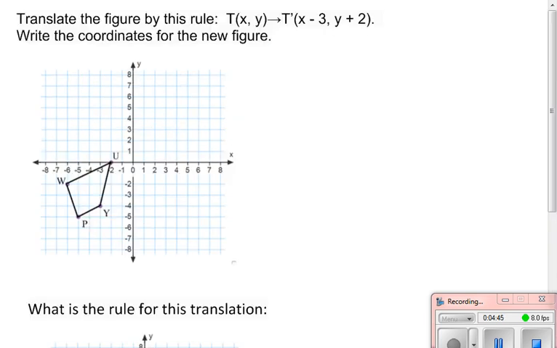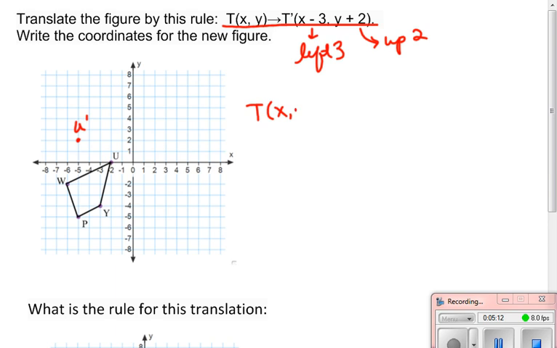The next example says translate the figure by this rule. So now I'm going to give you the rule. What does this say? This says take every figure and go left 3 and go up 2. So again, I could count them: left 1, 2, 3, up 1, 2, U prime should be right there. So let's make our table and see if that actually works out.